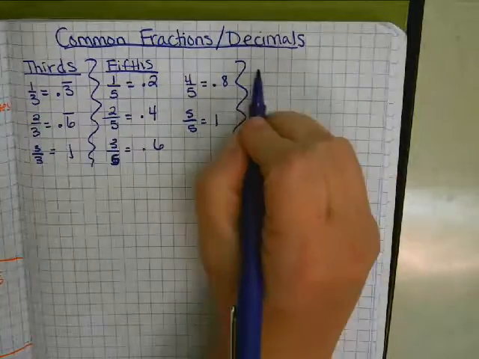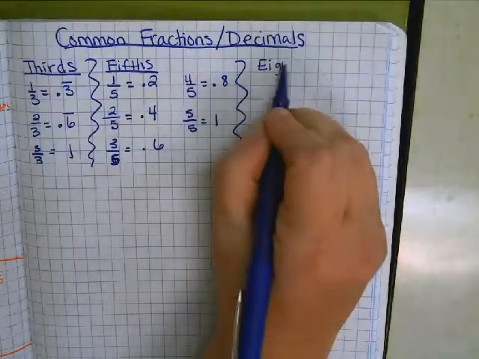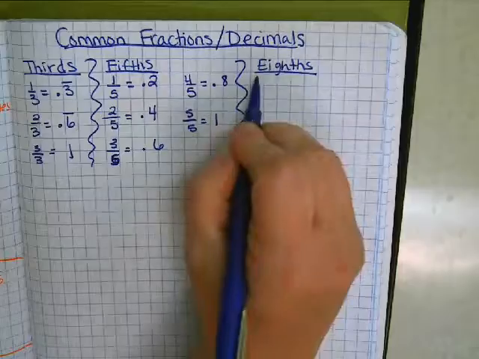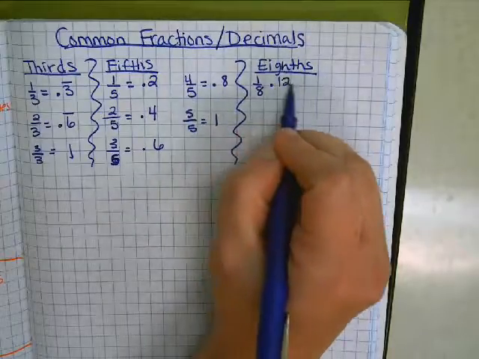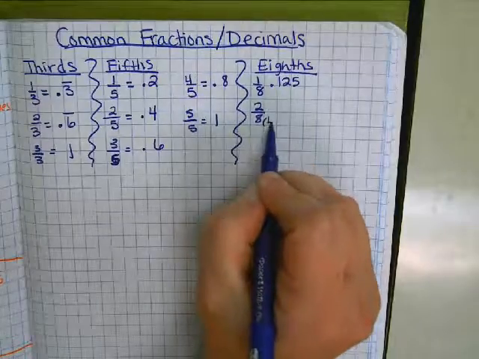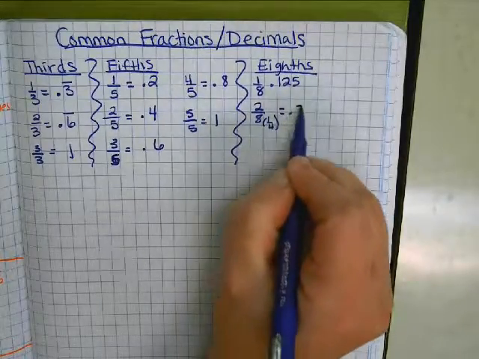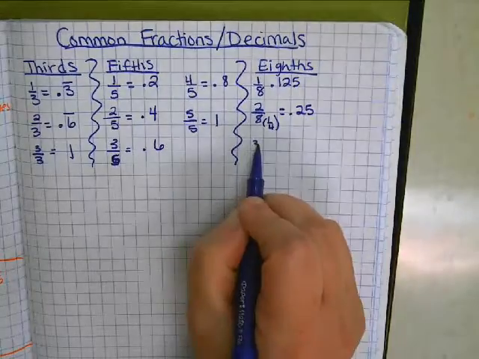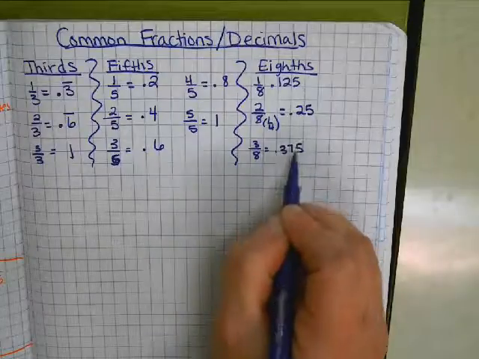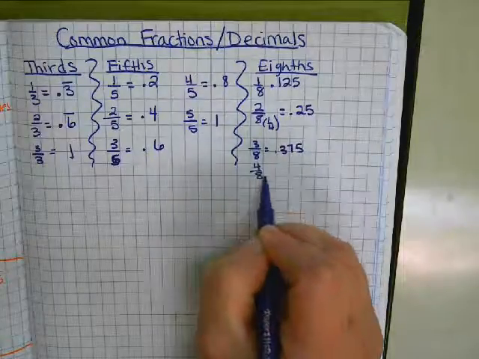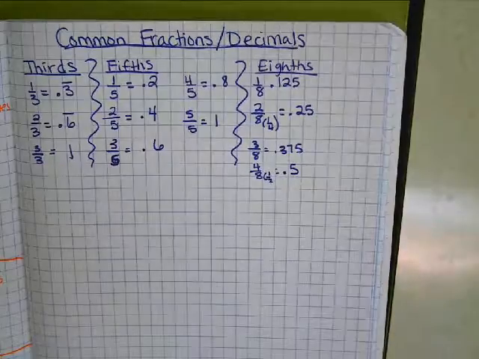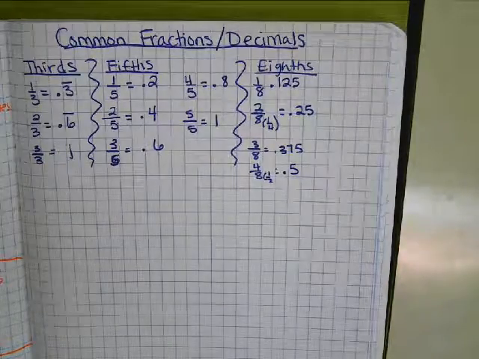Another one that's great to know is your eighths, and if you know your eighths, you also know your fourths. So 1/8 is going to be 0.125. 2/8, which is simplified to 1/4, which we should know, is 0.25. 3/8 is 0.375, and 4/8, which is 1/2, is 0.5. So you can pause it to get down some of your eighths if you need to. And then we're going to keep going.